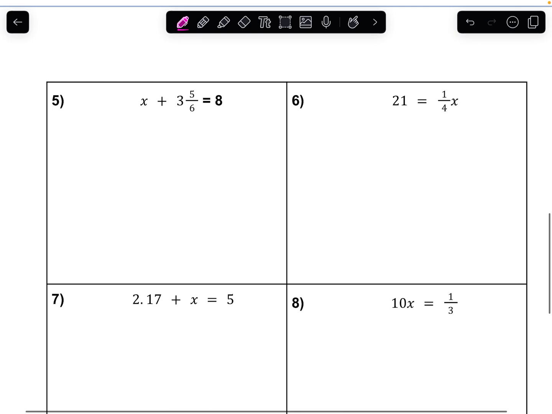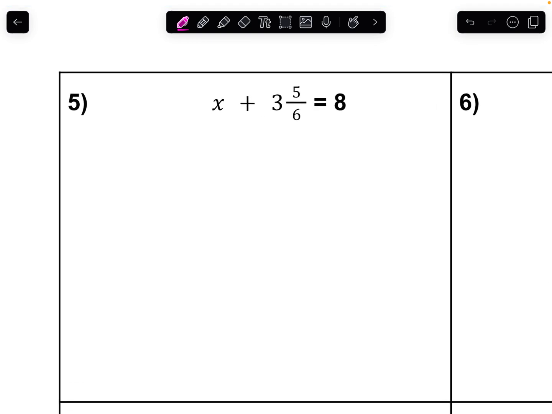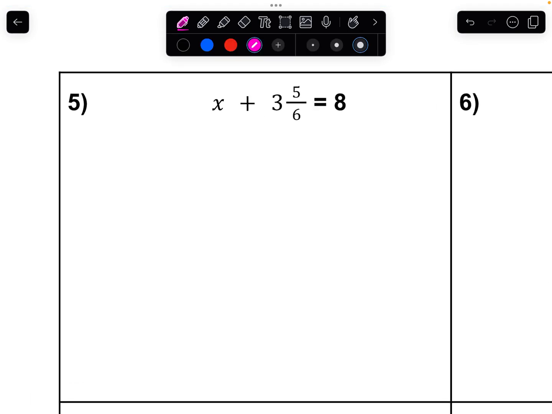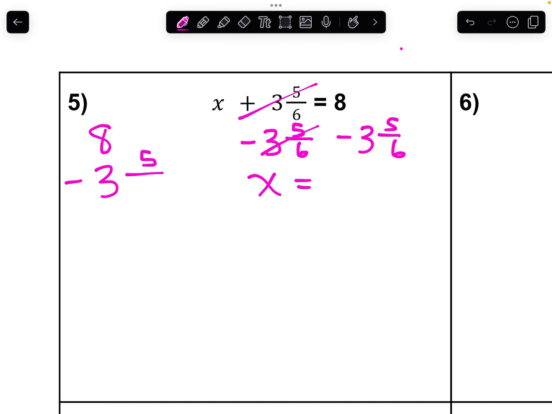These get really messy from here on out. I'm going to need a lot of space. I'm going to make my pen a little smaller so I can fit everything. That should work. So the opposite of plus, just like before, is minus. Minus 3 and 5/6 from the left, minus 3 and 5/6 from the right. We're going to cancel those out. X equals 8 minus 3 and 5/6.